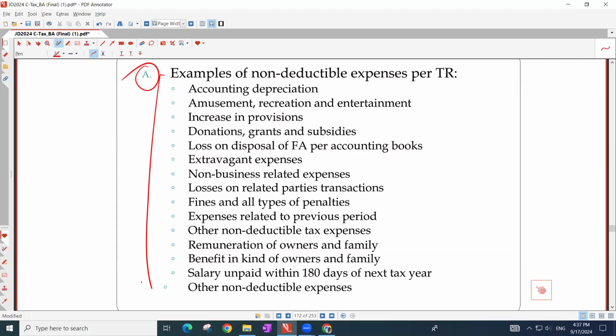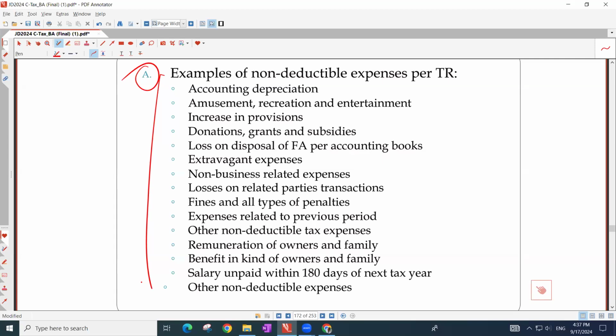Next is amusement, recreation, and entertainment expenses. We have learned about it. We know, right, what kinds of entertainment we need to add back. And donations, grants, and subsidies, which are not charitable contributions.